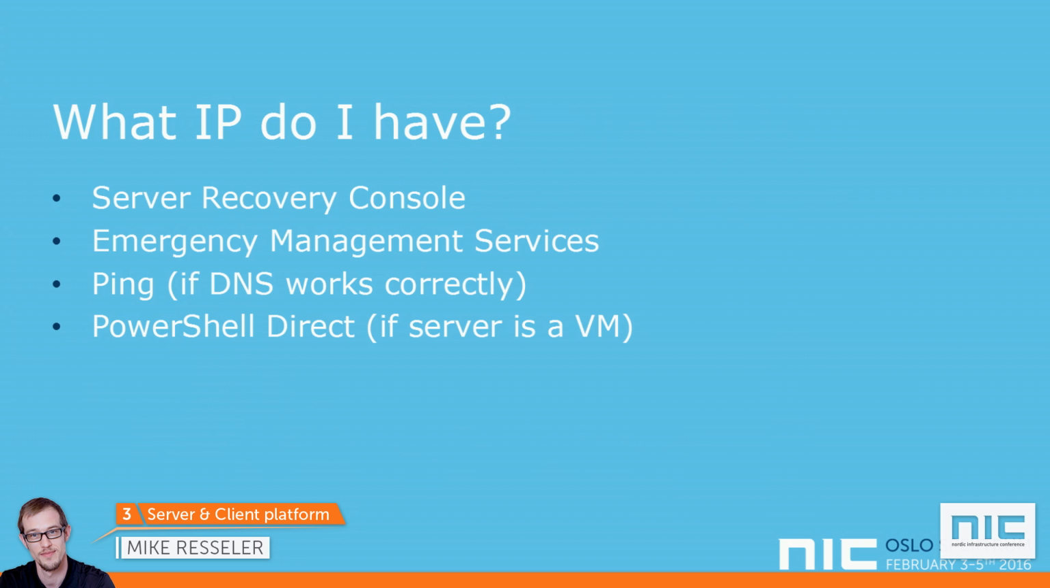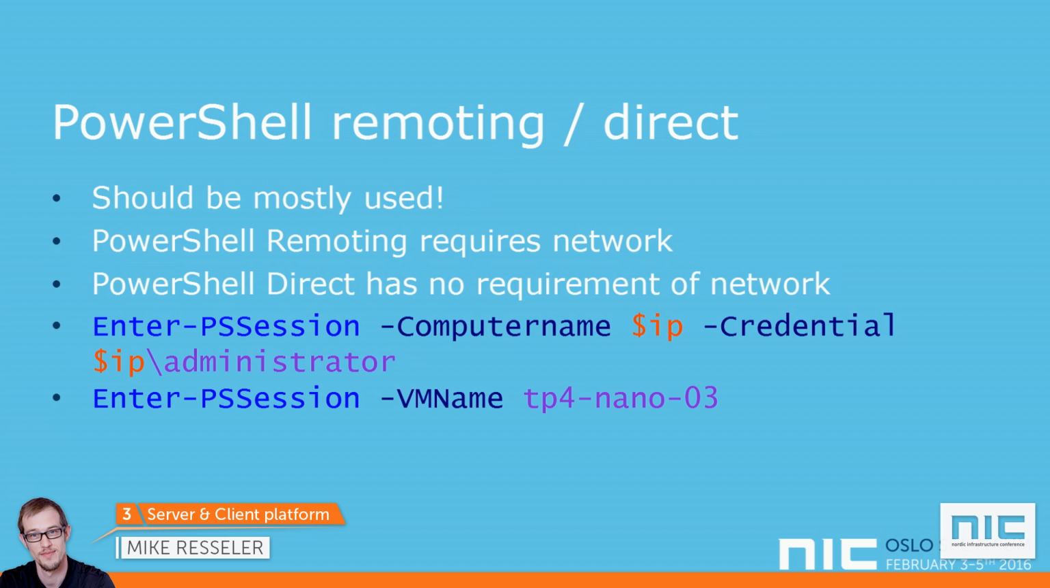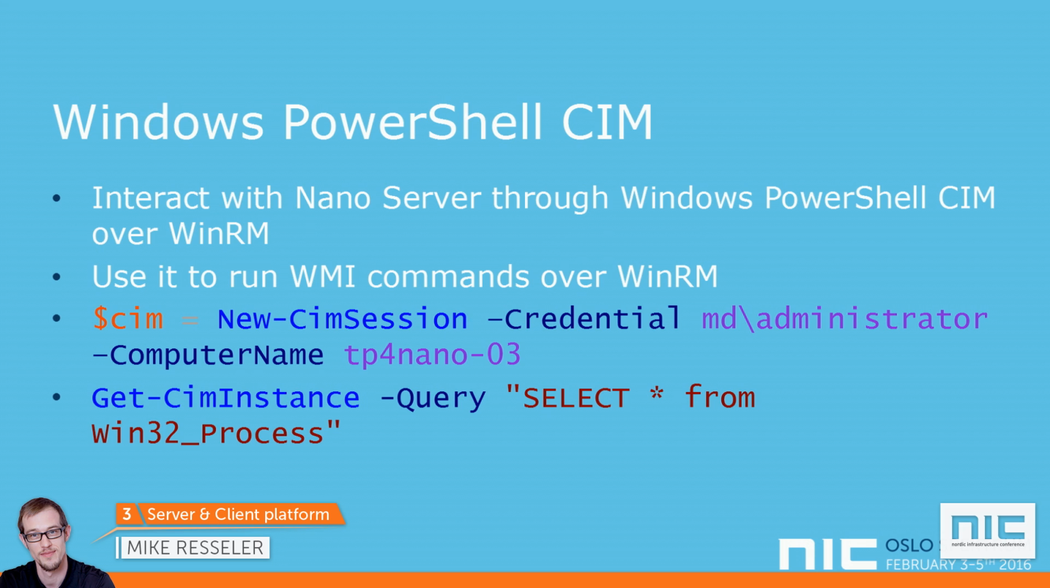How do I figure out what IP I have? The easiest is that recovery console. You can use EMS. You can actually ping it if your DNS server works. And then PowerShell Direct if your server is a virtual machine. Anybody who knows how to use PowerShell Remoting? Not going to spend too much time here. I'll just show you. That's easier. But again, PowerShell Direct, if you never used that, it's something new for 2016. It's very handy, very easy.